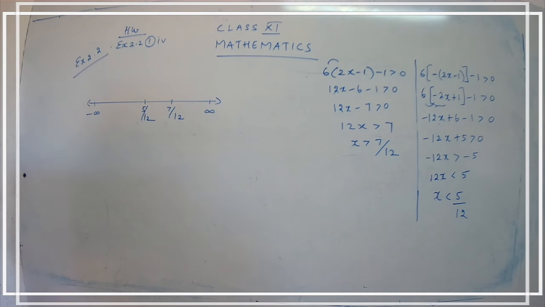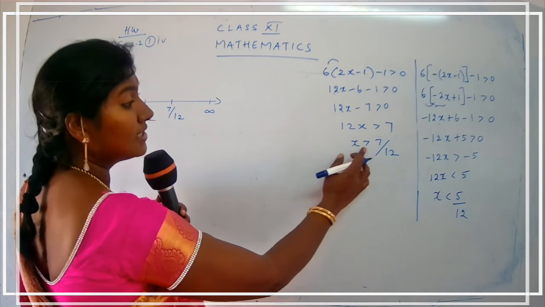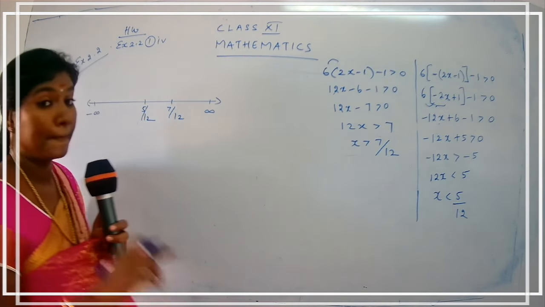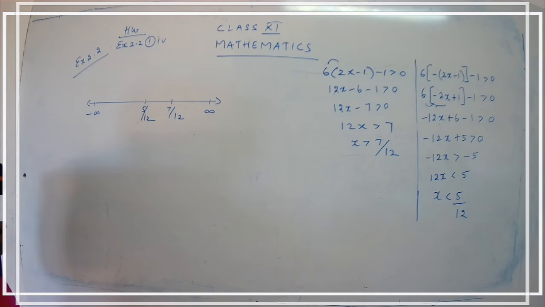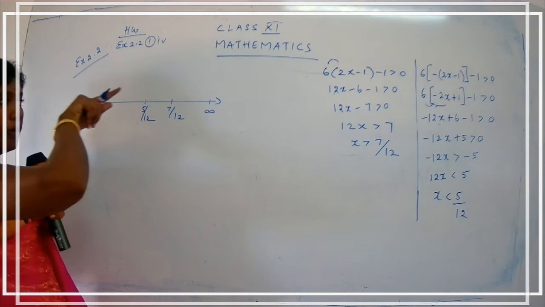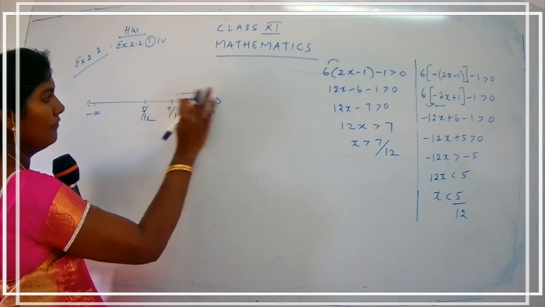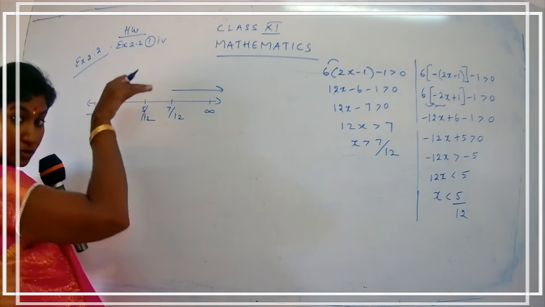See here, stop writing and listen to me, children. x is less than 5 by 12. Or shall we go with the first part? Okay, x is greater than 7 by 12. Where is the x value lying? The x value is lying greater than 7 by 12. Greater than means which side are we going to move? When you have a greater sign, you have to move to the right side. Right means go to the positive direction. So you have the values this side, to the right side.